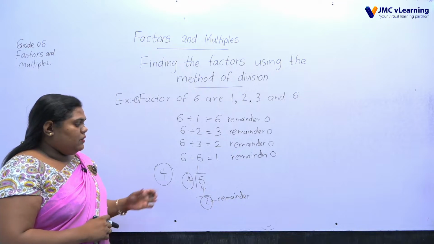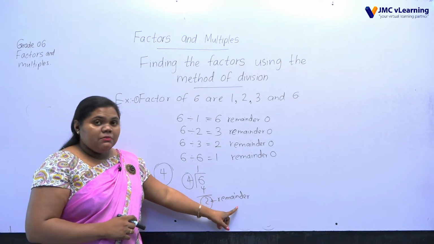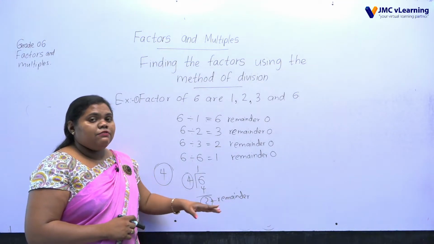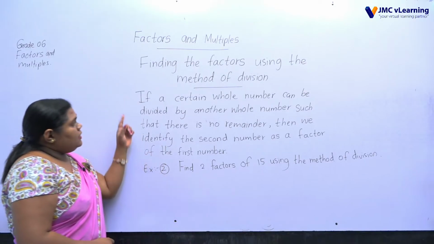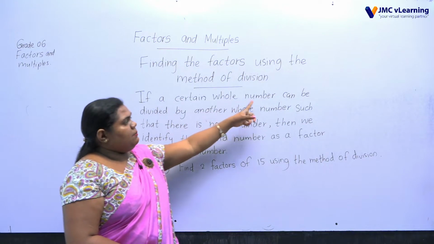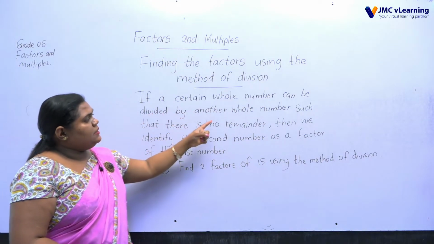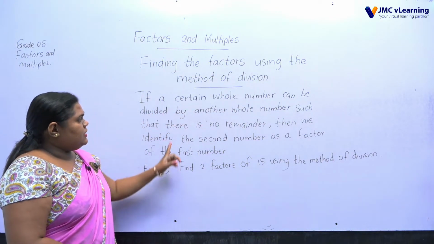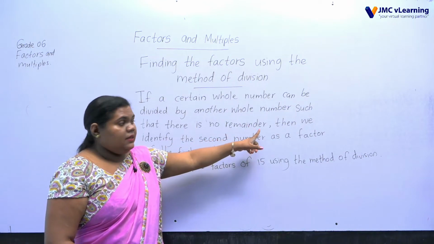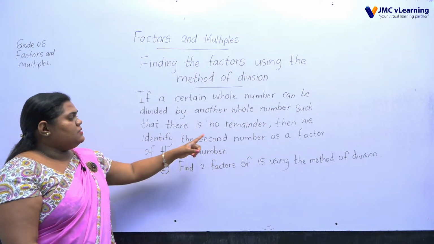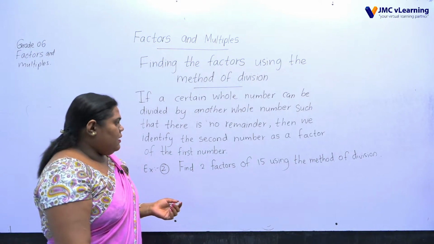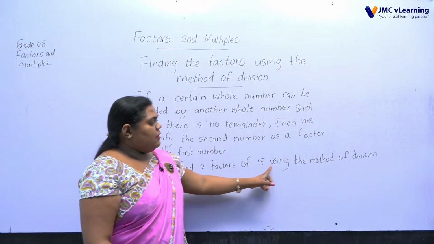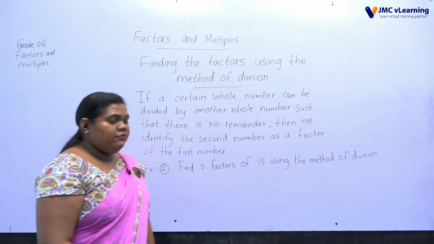Okay children, now when we divide like this, if there is a remainder, we can identify that it is not a factor of that original number. If a certain whole number can be divided by another whole number such that there is no remainder, then we identify the second number as a factor of the first number. Okay. Now find the two factors of 15 using the method of division.